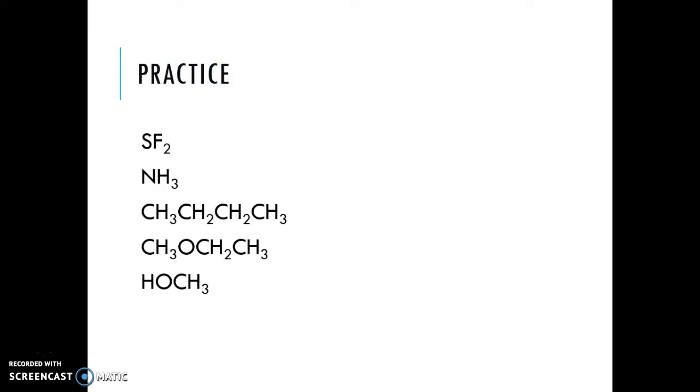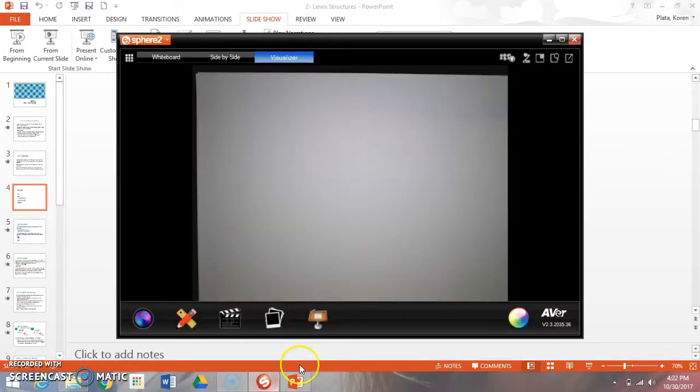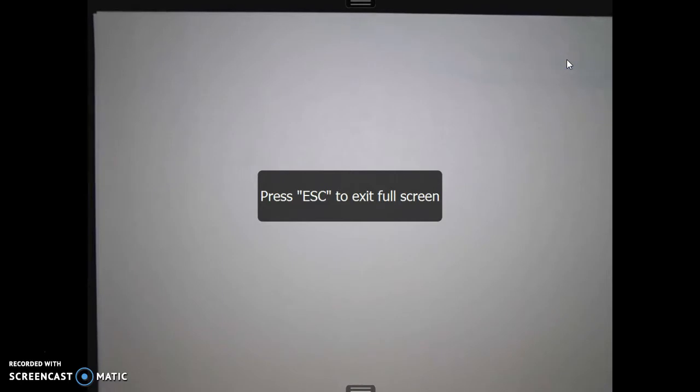So let's do some practice. What I'm going to ask you to do is pause it here. Try it and then come back and we will take a look at what you drew. All right, so pause right now and practice drawing the structures. So we are back at the structure drawing place.